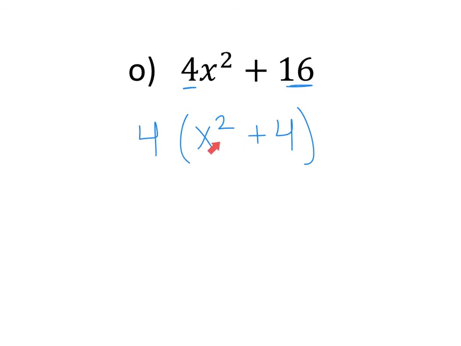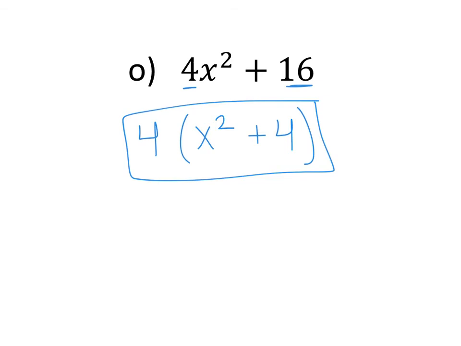Let's check the inside. I have a binomial. I have perfect squares. However, it's addition, which means I can't take the difference of two perfect squares. So that one is done. Always double check what's on the inside, especially if it looks like something familiar. Check to see if you can factor any more.